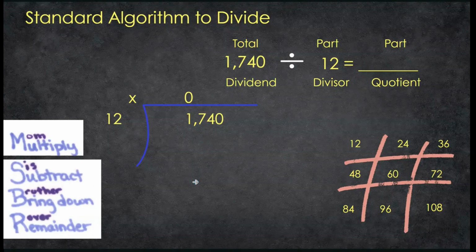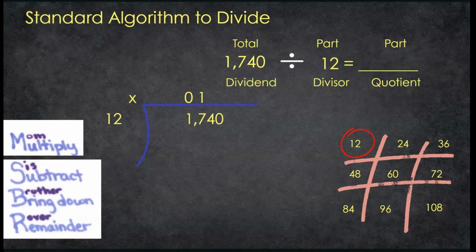I'm going to have that repeatable question. How many groups of 12 go into 17? We're going to look on our hashtag and look for a number as close to 17 as possible. We can be on 17, we can be under 17, but we can never go over it. I cannot give away more than I actually have. So the closest I can get is 12. That's one group of 12. So I write a 1 above the 7. And now we're ready for that first step.